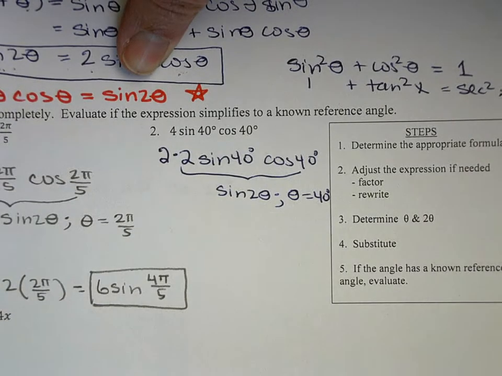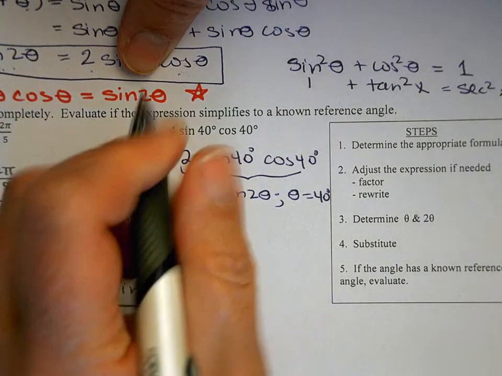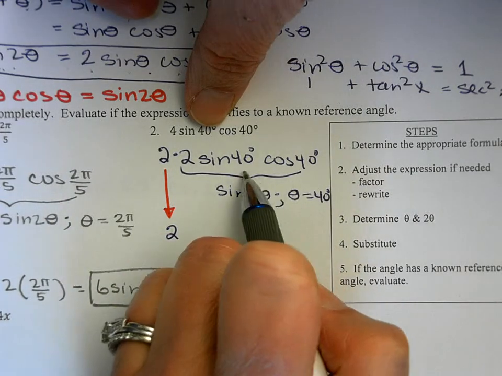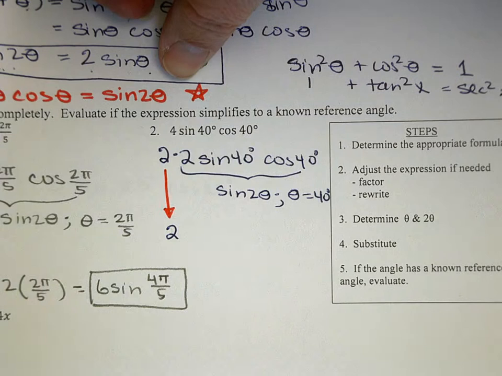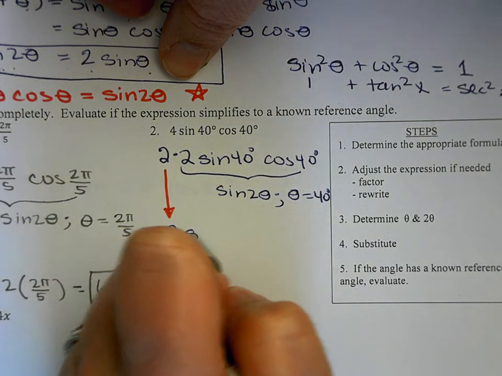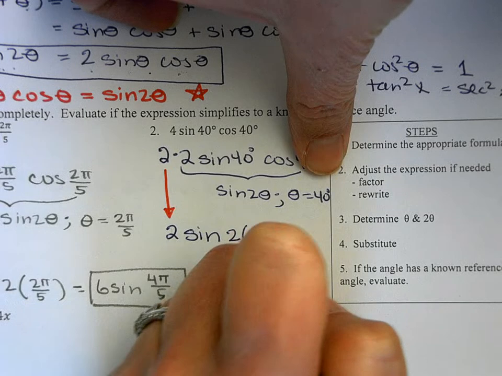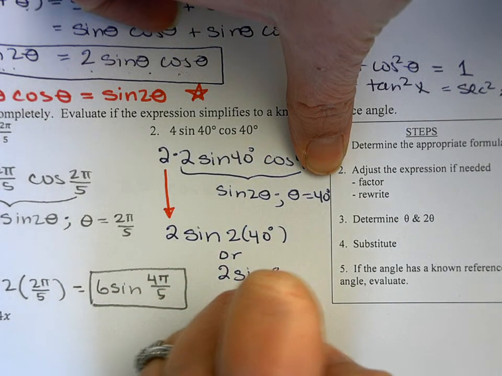So that 2 comes down. That 2 is still there, it doesn't go away. And then all of this is replaced with sine of 2 theta. That's just an identity, just like we have been using up to now. So this will be sine of 2 times 40 degrees, because theta is 40, which is the same as sine of 80 degrees.